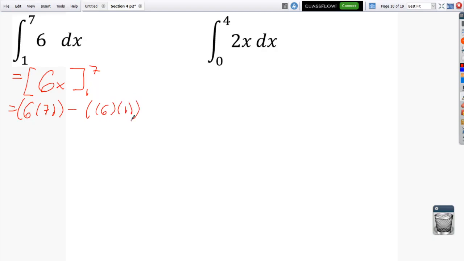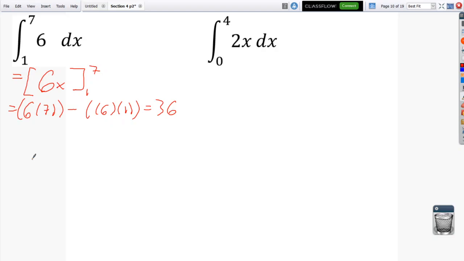Okay, so 6 times 7, 42 minus 6 would give me 36. So it is possible to use this using Fundamental Theorem of Calculus Part 2, but we also have a formula for this. We learned it two videos ago, where the integral from a to b of c is just c times the difference of b minus a.